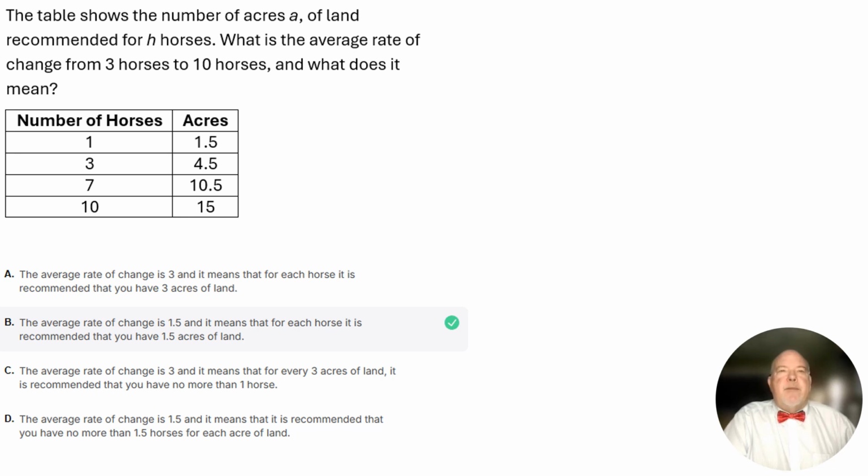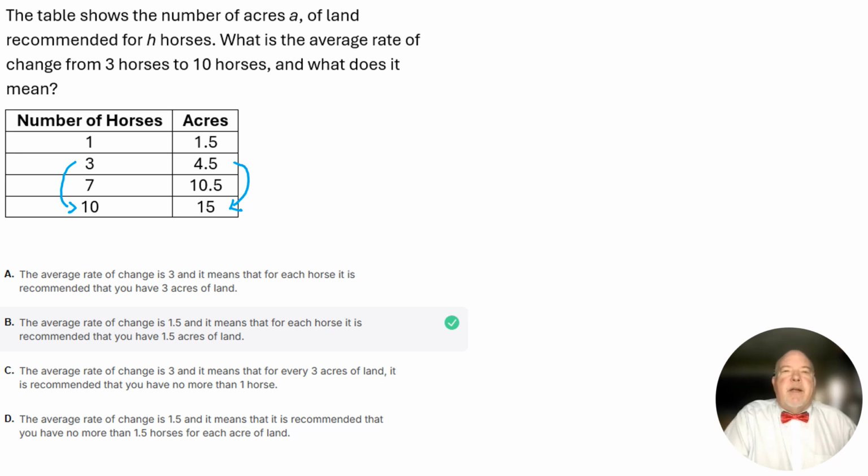All right, it says the table shows the number of acres A of land recommended for 8 horses. What is the average rate of change from 3 horses to 10 horses, and what does it mean? So we're looking at the change going from 3 horses to 10 horses. And so the acreage changes from 4.5 to 15.